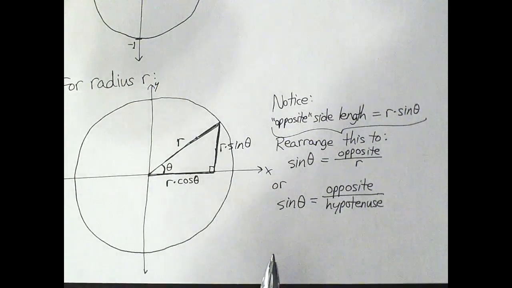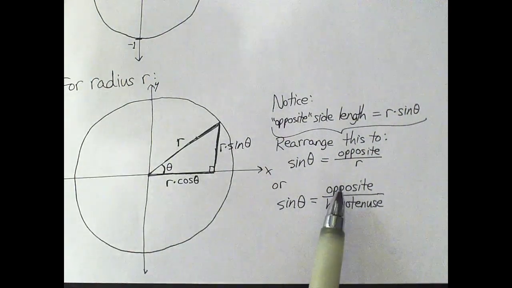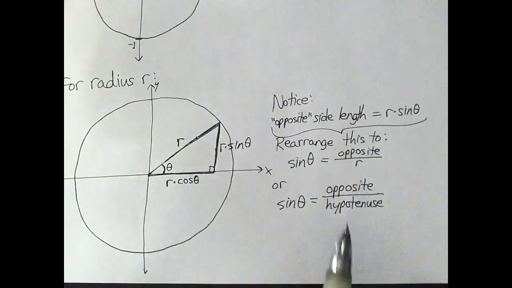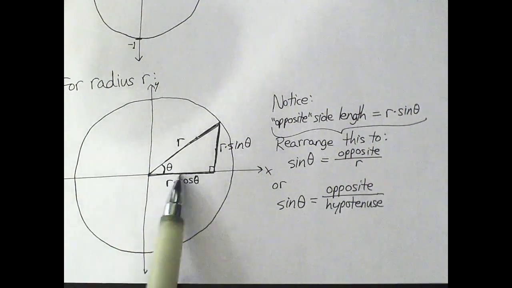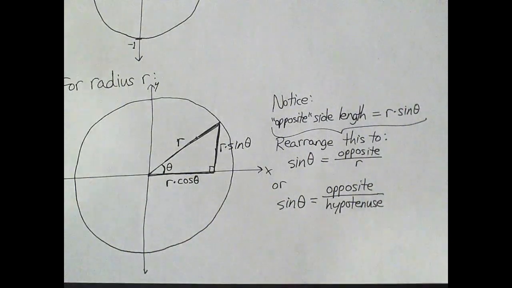And it turns out that all of the trig functions, all 6 of them, can be thought of in terms of either the opposite side length, the hypotenuse, or the adjacent side. And we get little formulas like this for each of the 6 trig functions. So on the next page, I'll show you all 6.